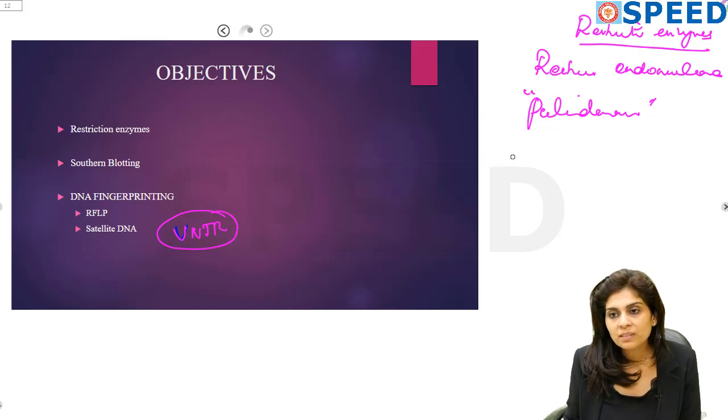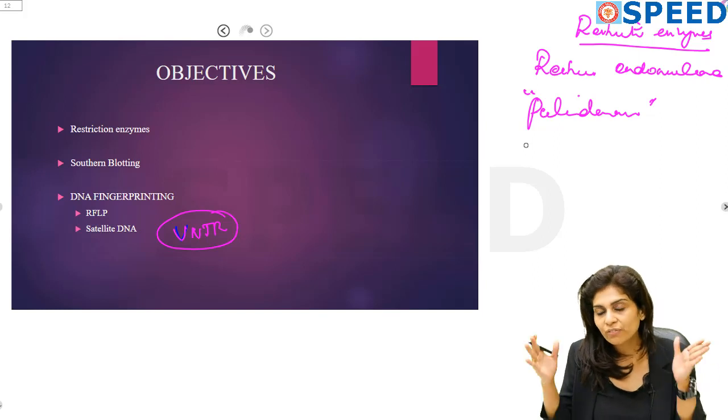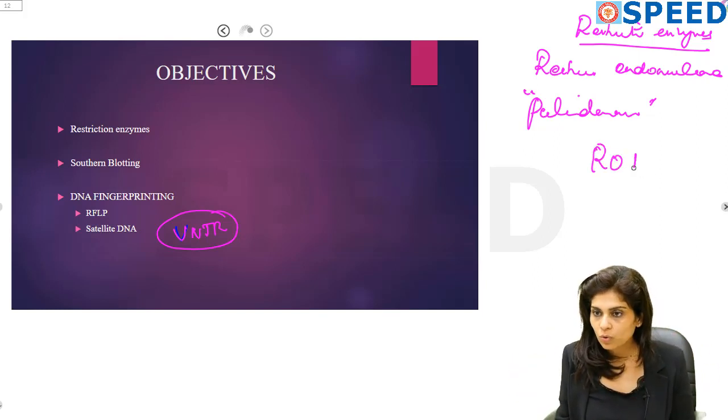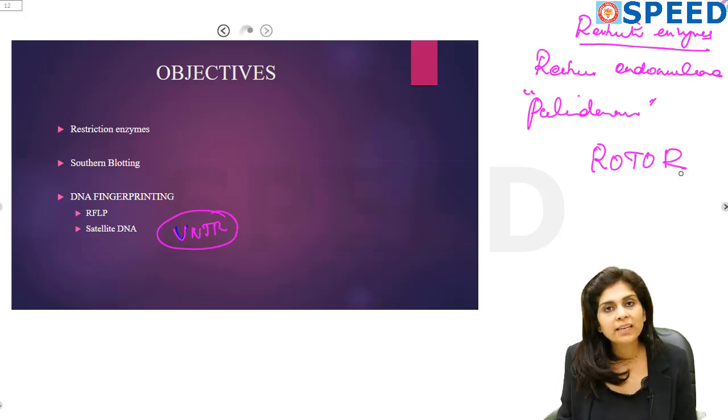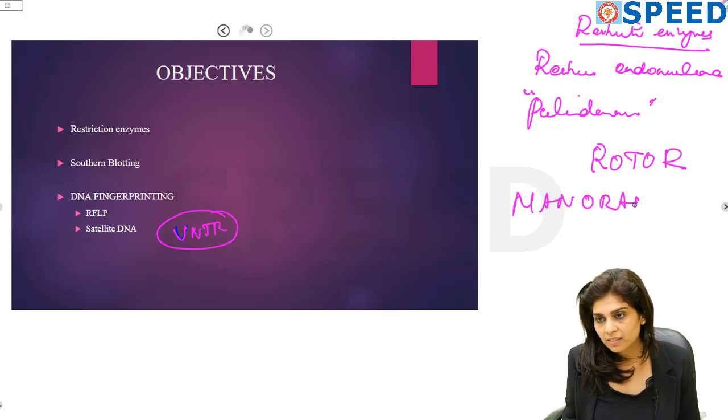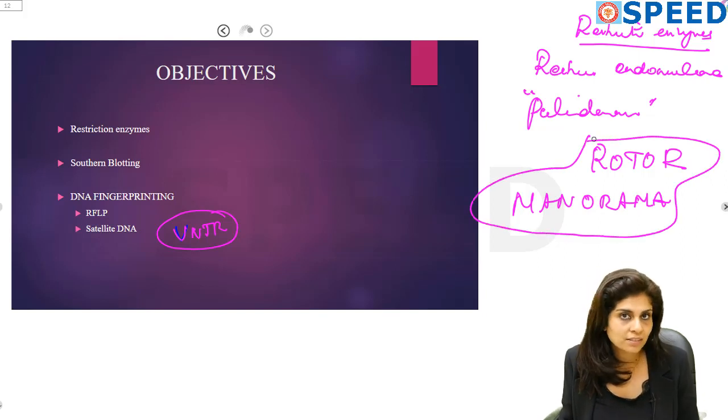A palindrome is a word or a phrase which carries the same meaning when read from either side. For example, rotor, R-O-T-O-R, you read it from either side, it's the same, right? Manorama, again read it from either side, it's going to be the same. So this is a palindrome as far as literature is concerned.